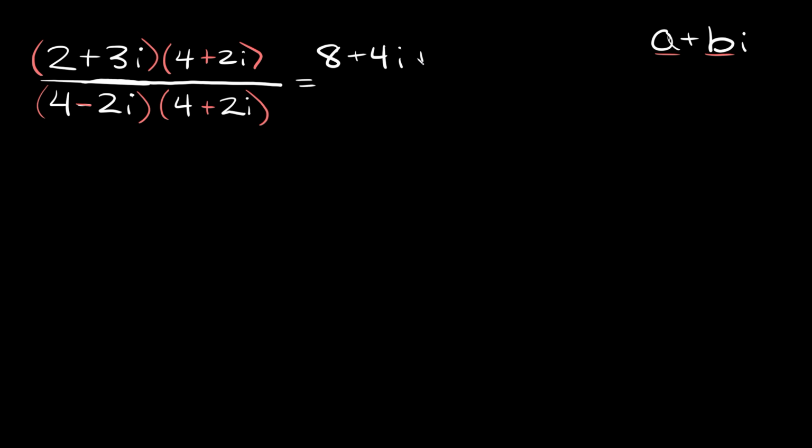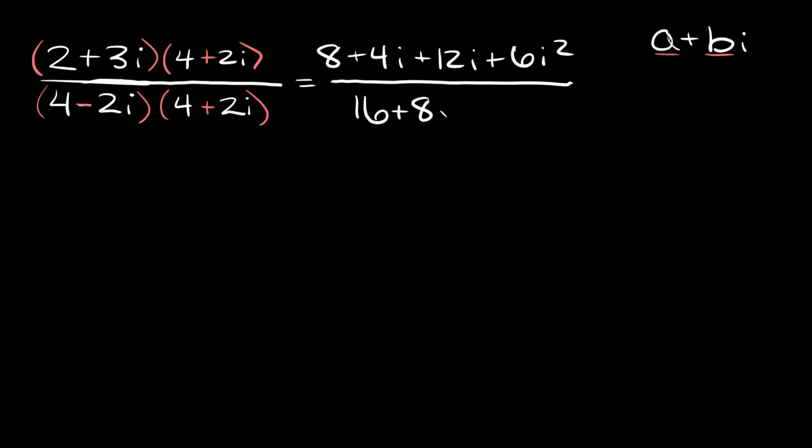3i times 4 is positive 12i. And 3i times 2i is positive 6i squared, right? So plus 6i squared. And that's going to go all over what we have on the bottom. So 4 times 4 is 16. 4 times positive 2i is positive 8i. Negative 2i times 4 is negative 8i, right? So minus 8i. And then negative 2i times positive 2i, well, negative 2 times positive 2 is negative 4, and then i times i is i squared.